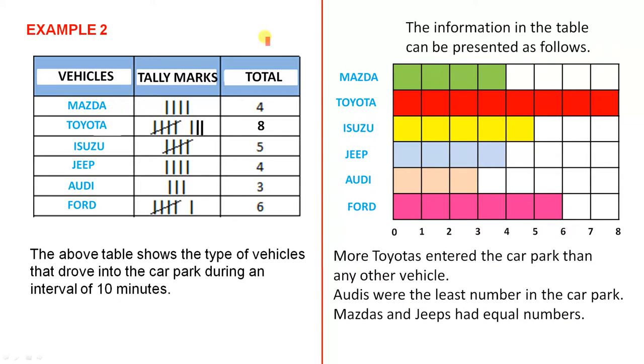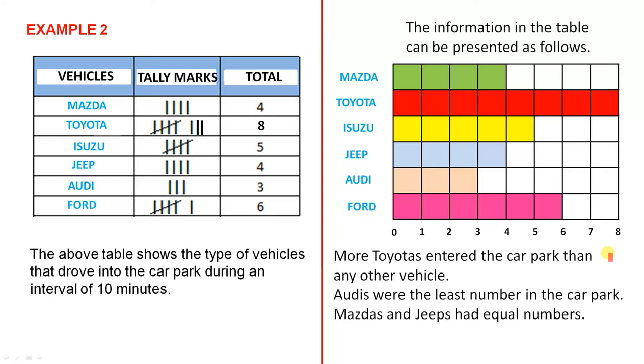Example 2. The above table shows the type of vehicles that drove into the car park during an interval of 10 minutes. So here are the 6 different types of vehicles, the tally marks, and the final numbers. The information in the table can be presented as follows. So you can do your columns going sideways. Sometimes that's referred to as a bar graph, a horizontal bar graph. And again we have the 6 types of cars or vehicles, and over here we have the numbers.